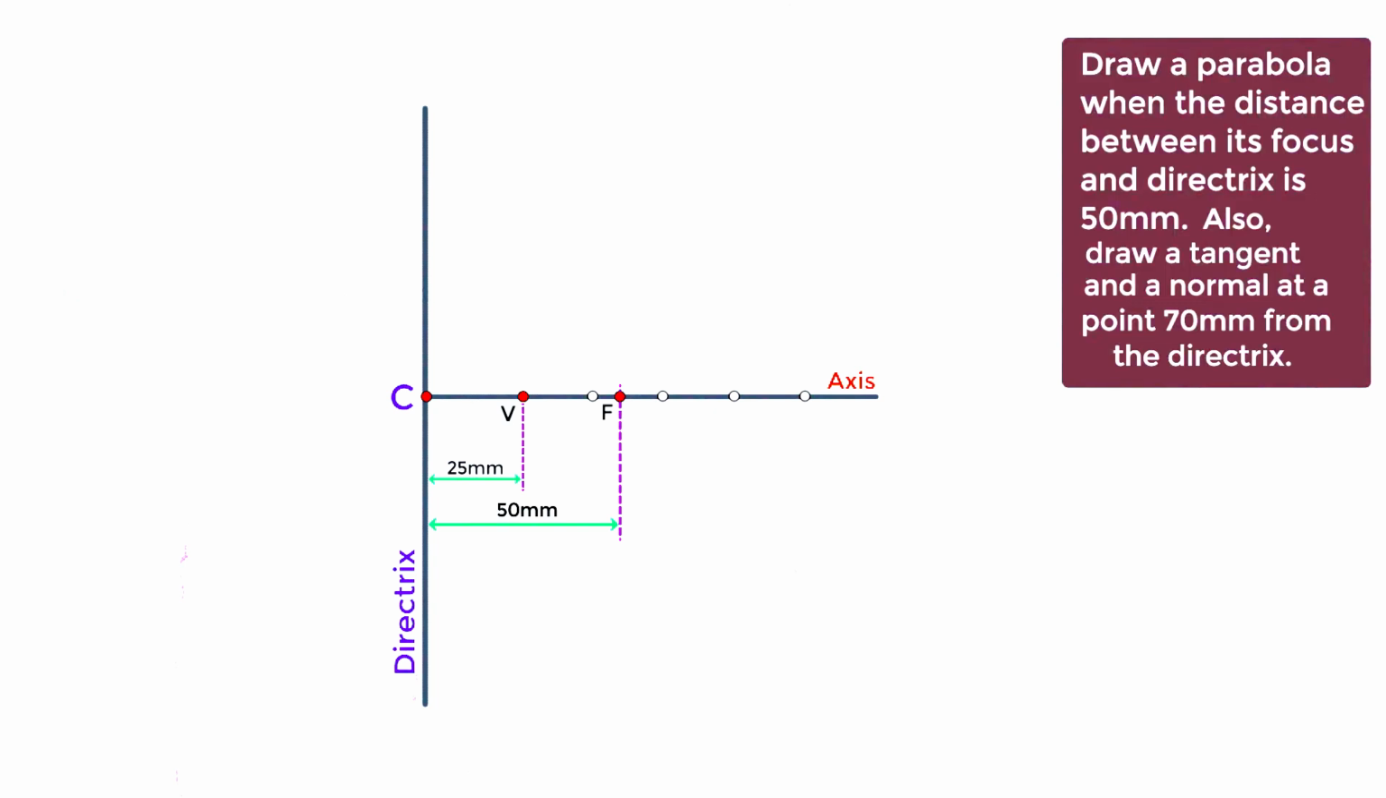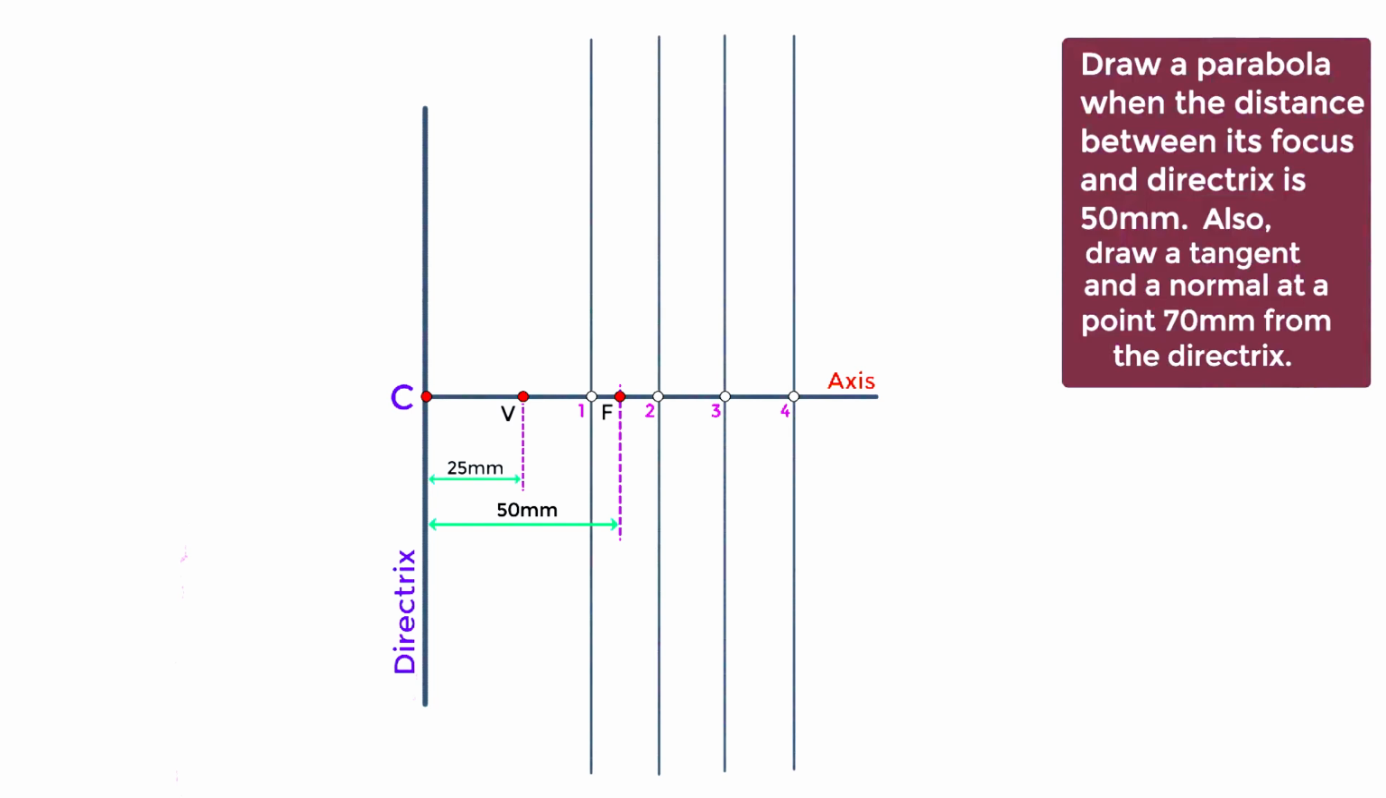After this, we need to mark some points on this axis from point V. The distance between these points can be anything. They can be at equal or unequal lengths. For marking these points, we will take a compass and take some length, and cut an arc at an equal distance. Do the naming for these points: 1, 2, 3, and 4.